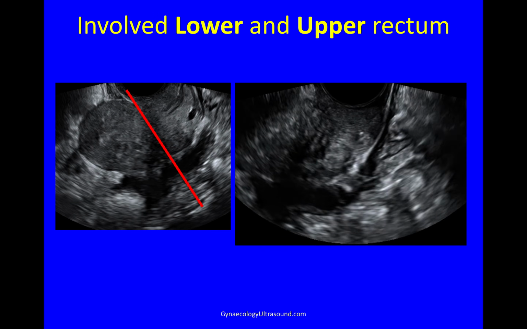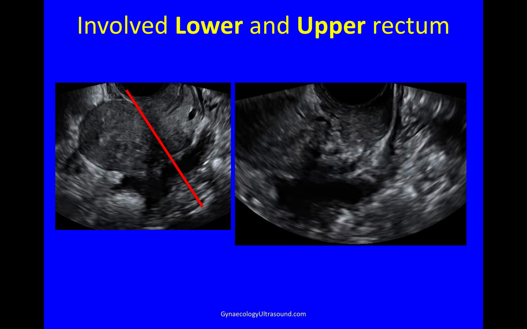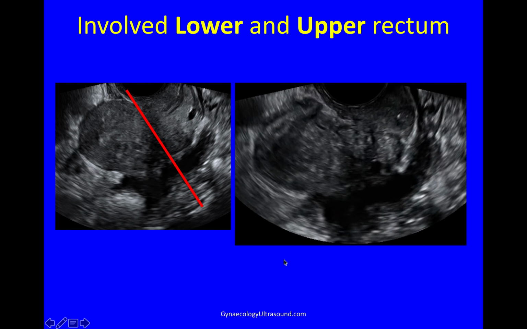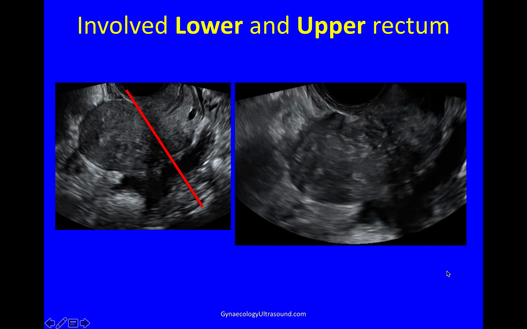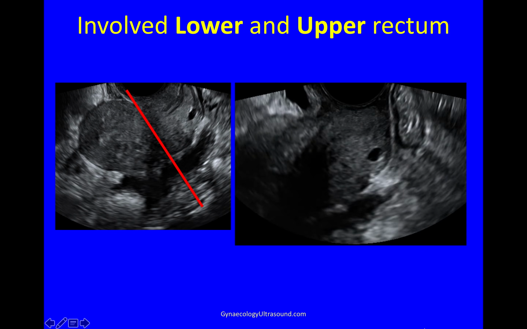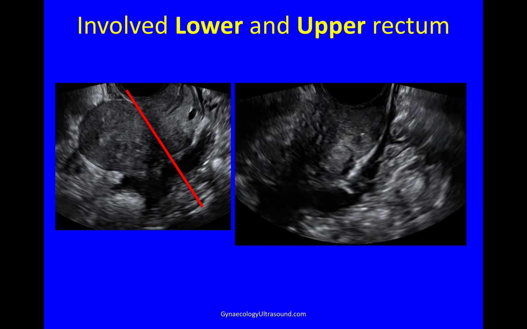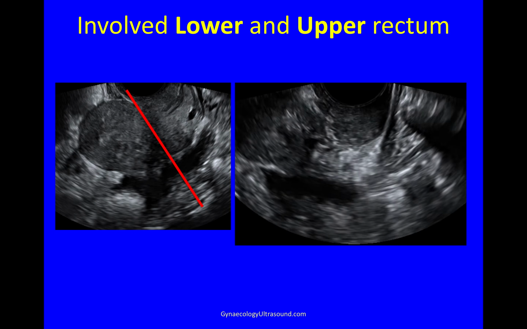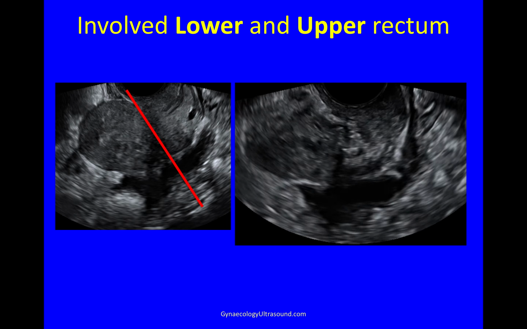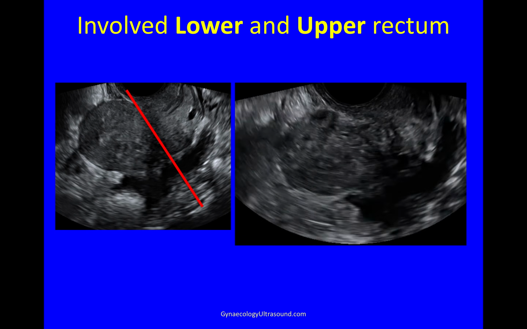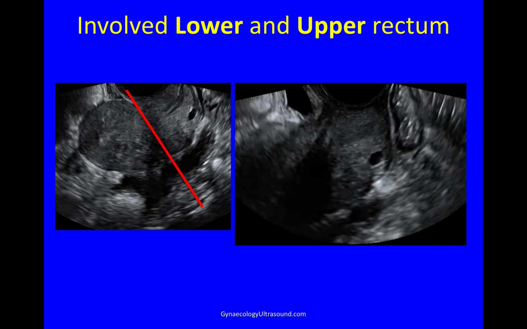There's the probe going into the posterior fornix. You can already see the bowel nodule. It's very large just there. I'll just let that play one more time. Coming into the posterior fornix, you can already see it. There's dense fibrosis behind the cervix and an attached nodule which stretches from lower to upper rectum.